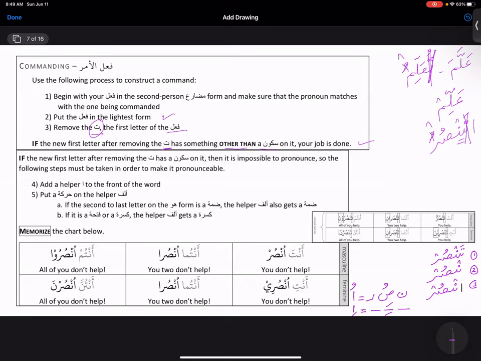Saad. So saad is our middle root letter. So always you are going to look at the middle root letter. If the middle root letter has dhamma or kasra, you are going to give this haraka to this helper Hamza. So in this case, we have dhamma over here, so I'm going to put dhamma on this helper Hamza. And this helper Hamza is basically Hamzatul Wasl.